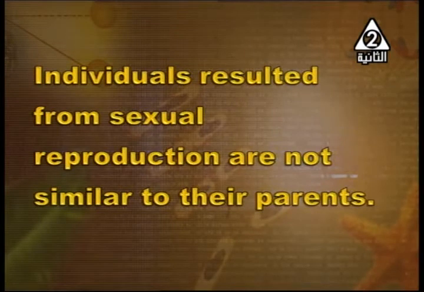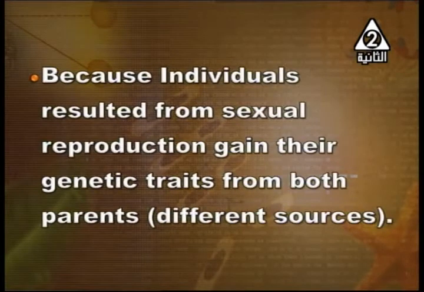The individuals resulting from sexual reproduction are not similar to their parents. This is because the individuals resulting from the sexual reproduction gained their genetic traits from both parents or different sources. So the sexual reproduction is the only source for the genetic variations between parents and their offspring.